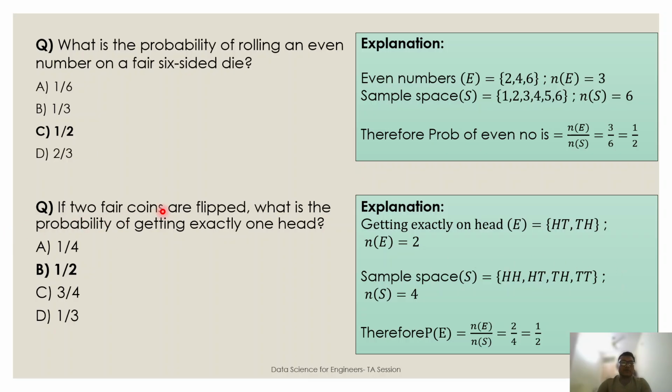Here I ask: two fair coins are flipped, what is the probability of getting exactly one head? Exactly one head means I don't want two heads, I want exactly one head. So this is one combination and this is the second combination. There are two possible combinations, head tail or tail head. So you have two favorable combinations and four outcomes in the sample space. Just the simple formula again, 2 by 4, gives you 1 by 2.